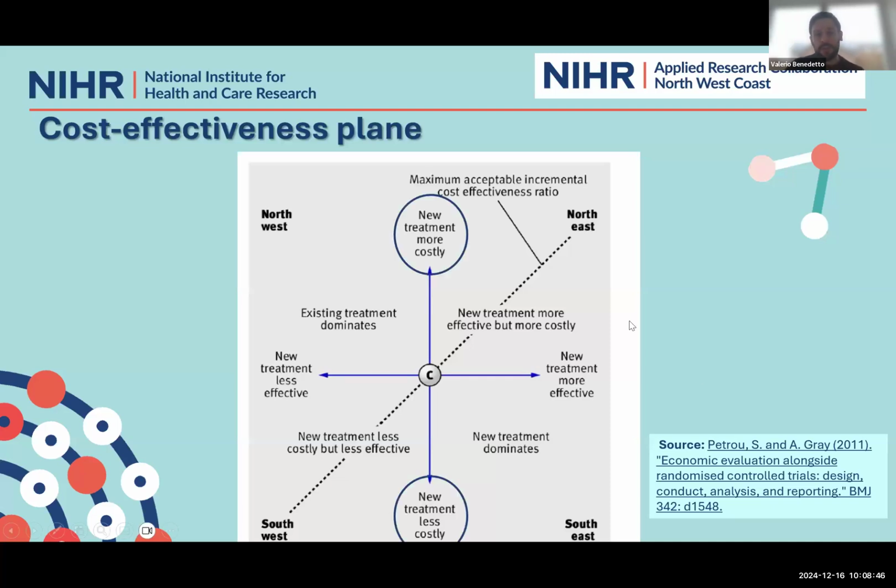So on the vertical axis, if we are at the top side of the vertical axis, we got the situation where the new treatment is more costly than the existing treatment, for example, usual care. If instead we are towards the bottom of the vertical axis, we got a situation where the new treatment is less costly.